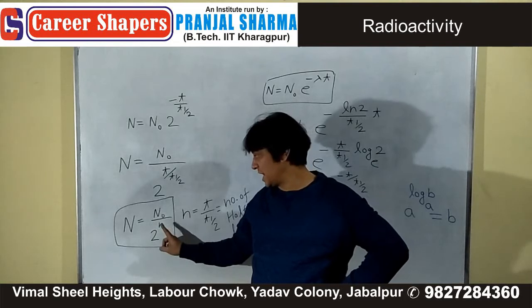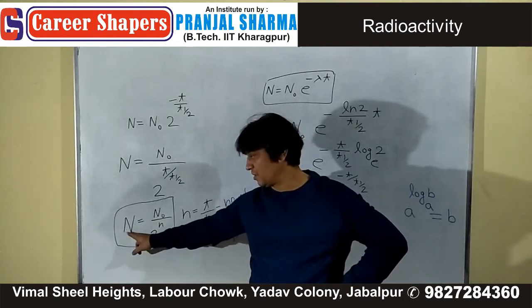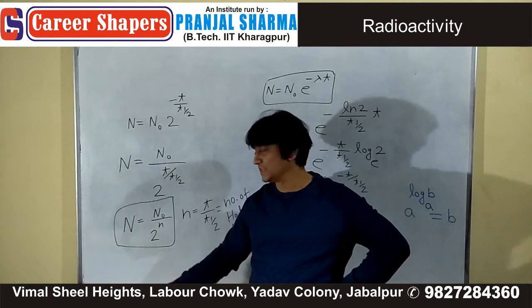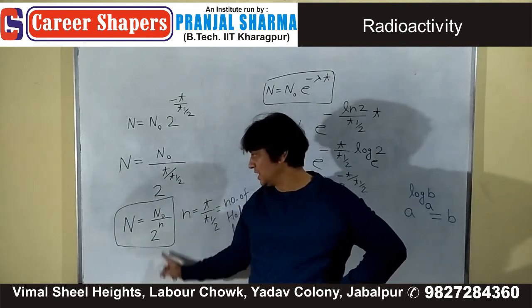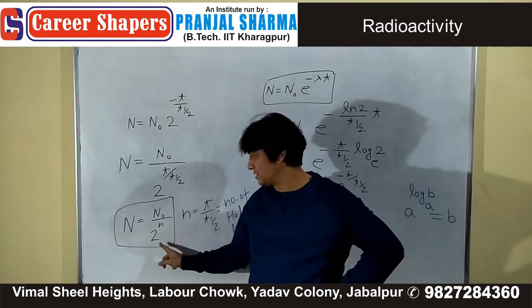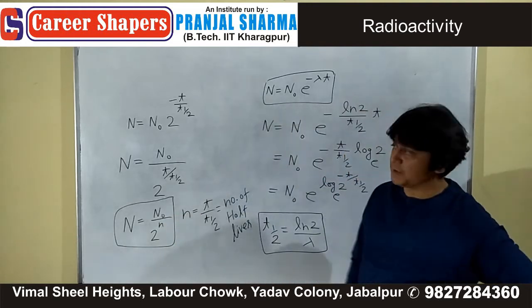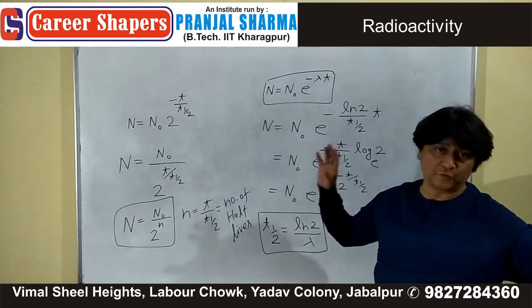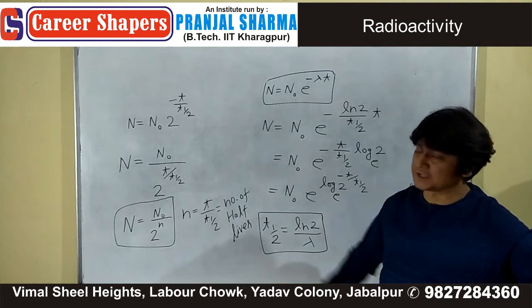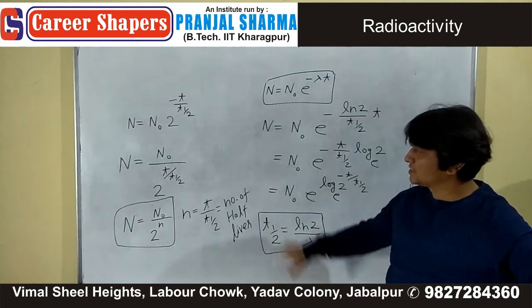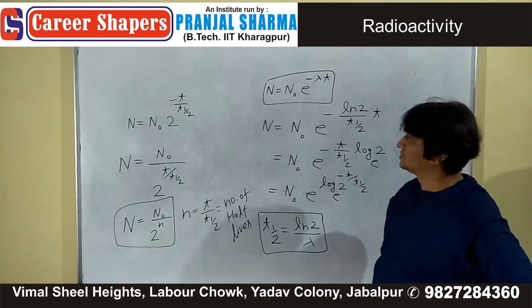That means after n half-lives, number of active nuclides which are present in the sample, that number is N naught divided by 2 to the power n. This is also a good format because we'll see a few good questions on this part only. Go down this and then we'll see those questions.